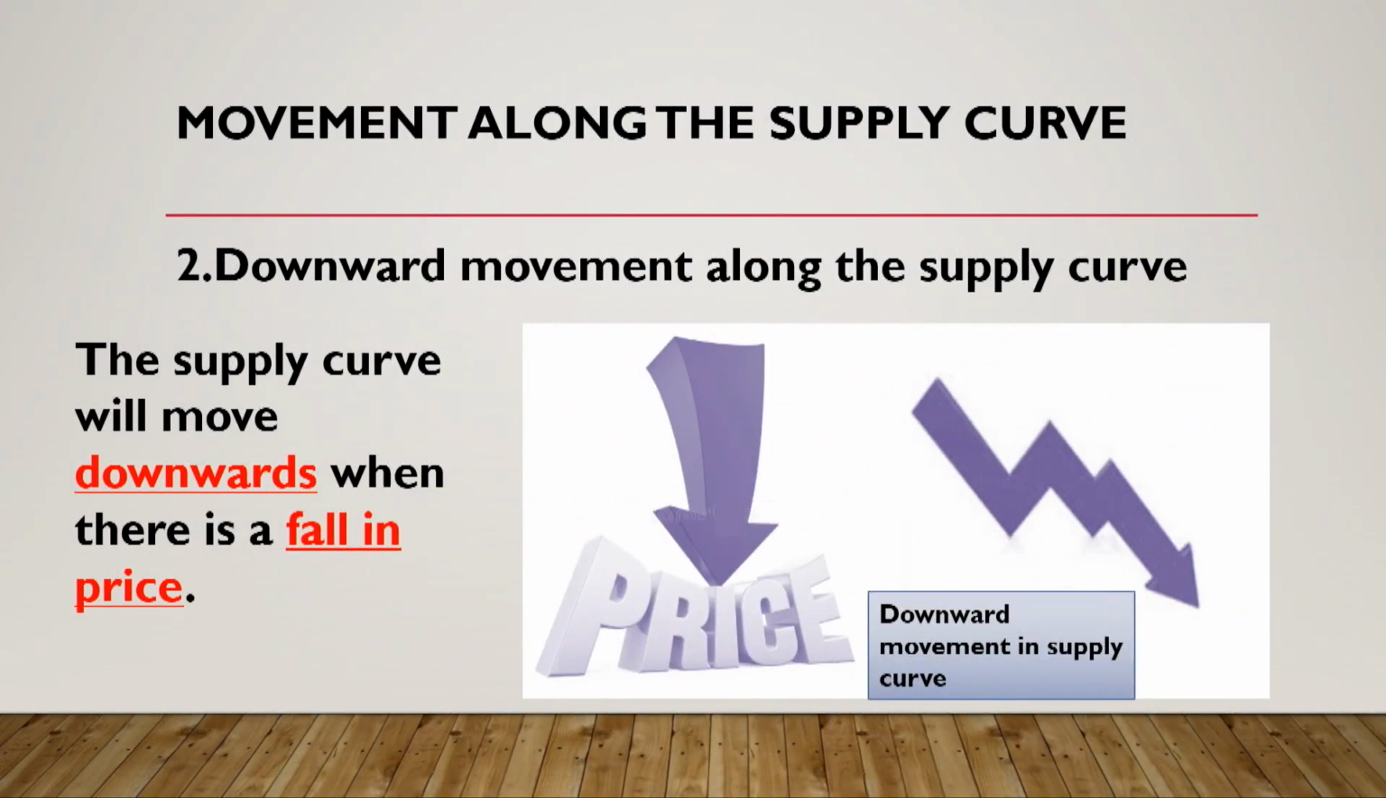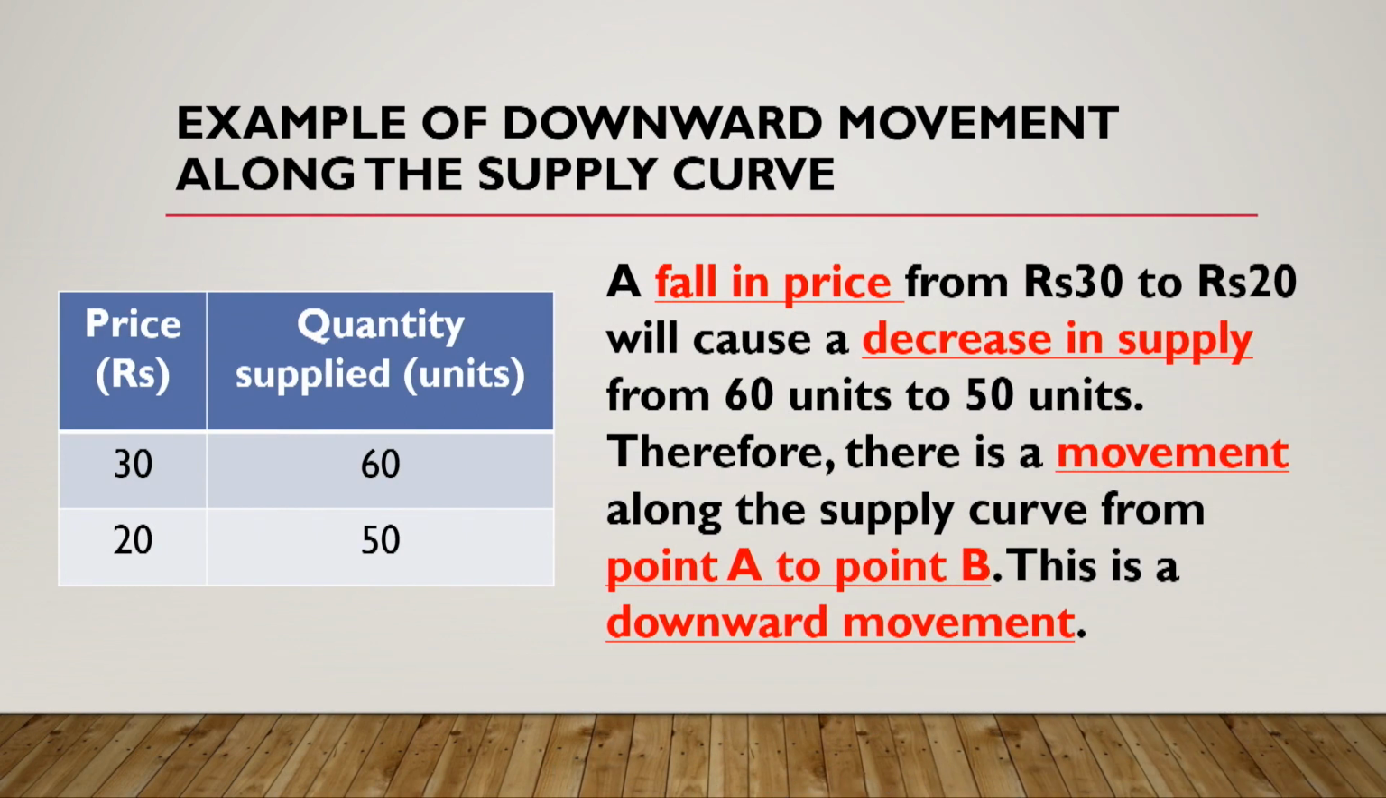Downward movement along the supply curve. The supply curve will move downwards when there is a fall in price. Example of downward movement along the supply curve. A fall in price from 30 rupees to 20 rupees will cause a decrease in supply from 60 units to 50 units. Therefore, there is a movement along the supply curve from point A to point B. This is a downward movement.